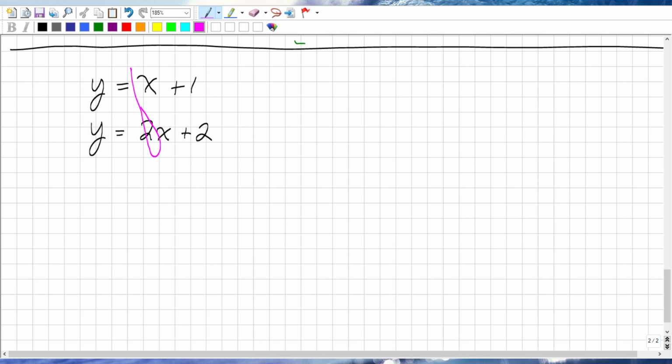If the slopes are different, then you're going to have a solution. If the slopes are the same, then there will be either no solution or infinite solutions. So since I have a slope of 1 and a slope of 2, these are two different slopes, that means we are going to have a solution.